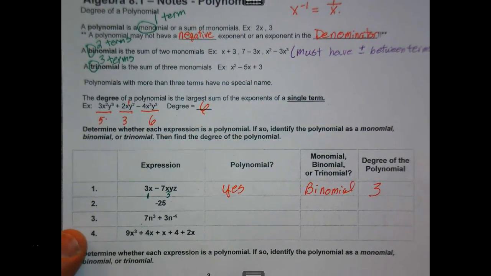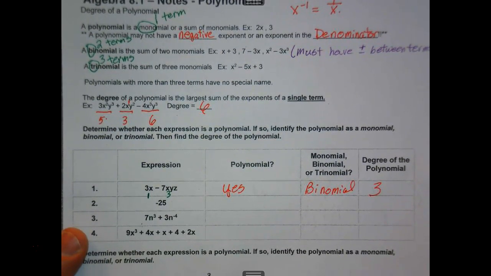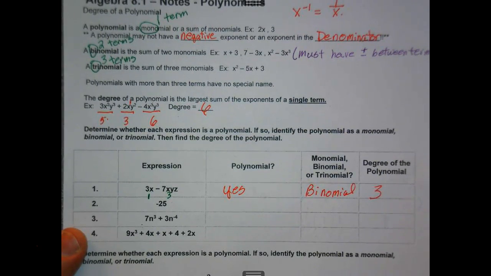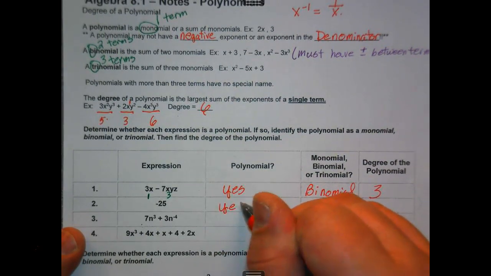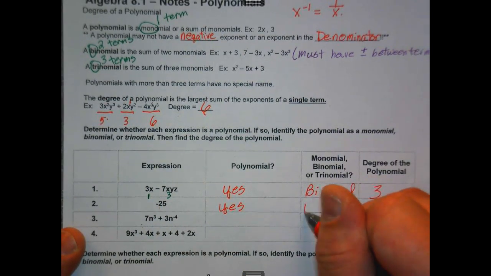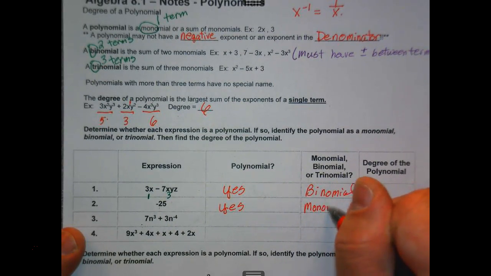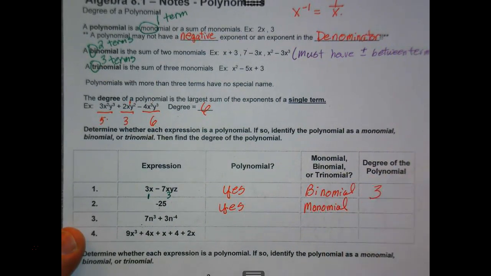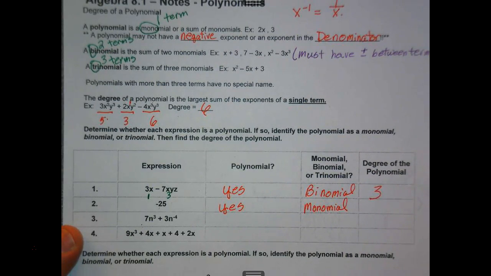All right, negative 25. Is this a polynomial? Yes, it is. Because it's a number that is what type of polynomial? Monomial, yep. And what's the degree?